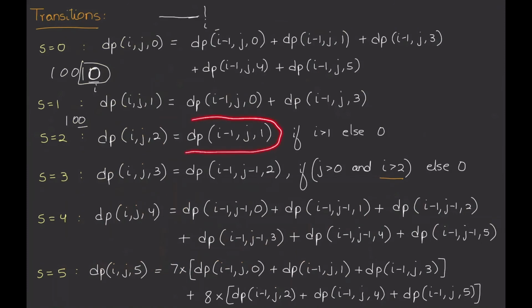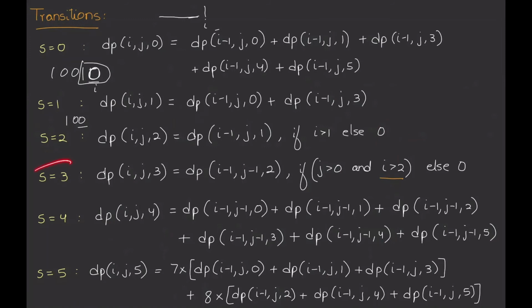So it's just dp i minus 1 j 1. And one more thing is we need to ensure that i is greater than 1. If not, this is not valid because to reach state 2 you need at least 3 digits, 3 numbers. So hence i should definitely be greater than 1. Else the answer is 0. So there are 0 such numbers.